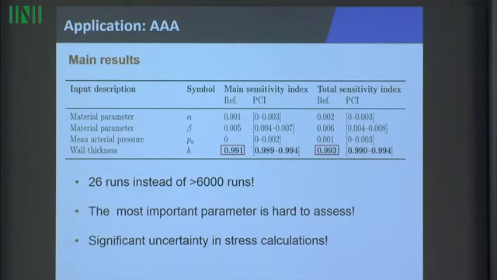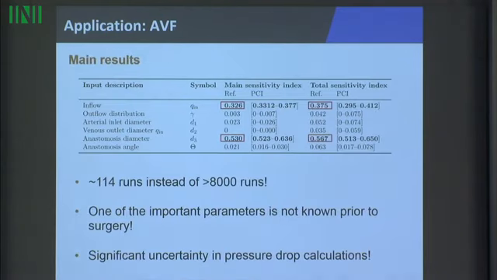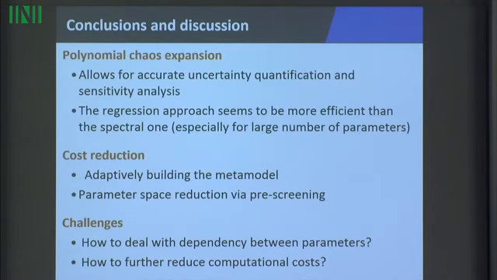Now we found that if you compare it, we only needed 26 runs to get the full sensitivity analysis. If we use the Saltelli method, the gold standard, we needed to use more than 6,000 runs, so it's a significant reduction compared to the gold standard. Now, we also applied it to another model, but I will skip that because of time. I will now continue to our conclusions.